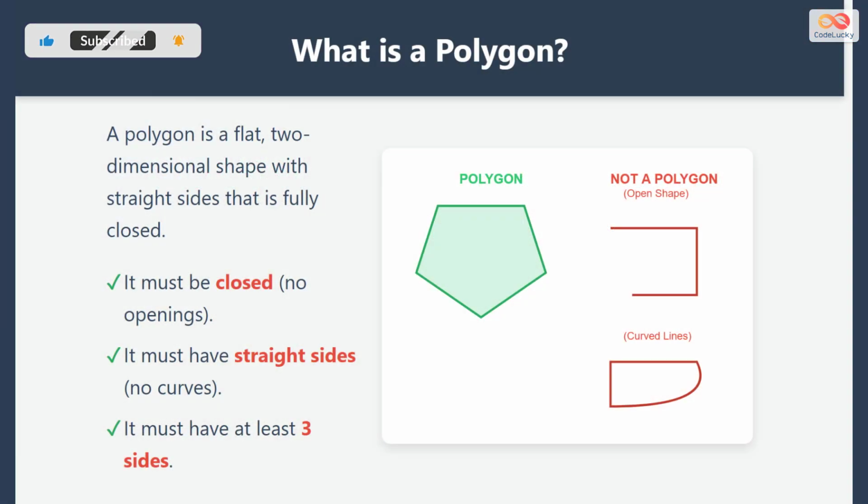First, let us understand what a polygon is. A polygon is a flat, closed shape made of straight lines. It cannot have any curves, and there cannot be any openings. If a shape is closed and has straight sides, it is a polygon.